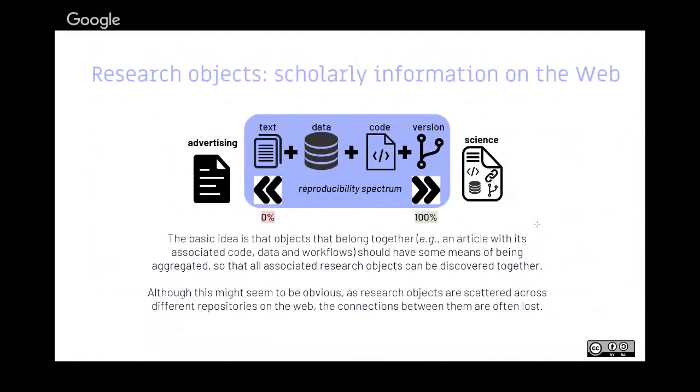So basically, if we go back to what I've just shown you before, when I talk about data, I talk about research objects. Research objects, it's any unit of scholarly information you can find on the web. And basically, the idea is that everything that belongs together, for example, an article with all the data, the code, the workflows, like I've highlighted in this slide, should have some means of being aggregated, so that when you as a researcher go interrogate the web to find back whatever is linked to that article, you actually find it. This seems obvious, but these pieces of information are scattered across the web, so it can become a huge mess super fast. And this is, for example, something I've personally experienced in my PhD. I will go back to my personal story about research data in a little bit.